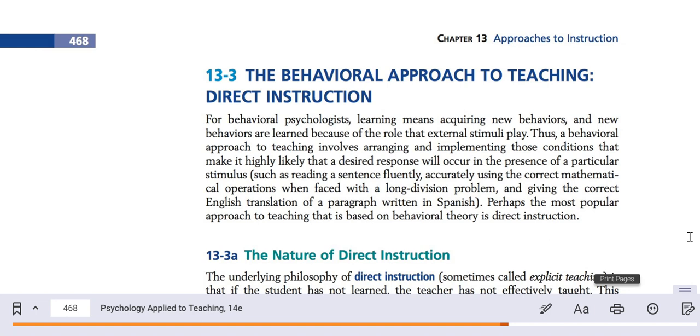response will occur in the presence of a particular stimulus, such as reading a sentence fluently, accurately using the correct mathematical operations when faced with a long division problem, and giving the correct English translation of a paragraph written in Spanish. Perhaps the most popular approach to teaching that is based on behavioral theory is direct instruction.